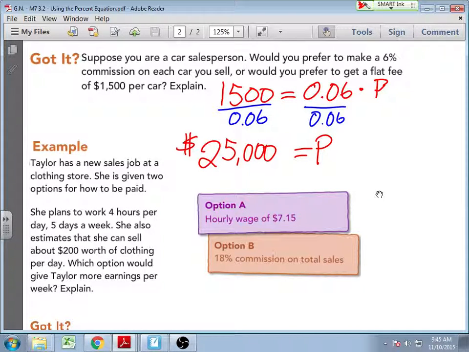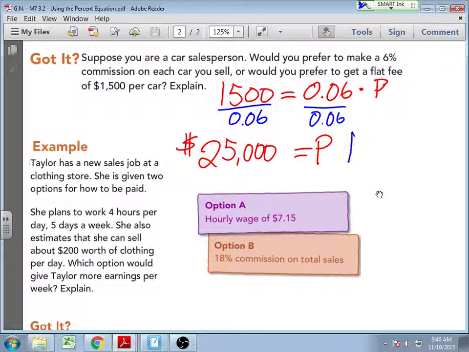I want to get a good price. Yeah, 6%. I'll say 6%. You have made a bad deal. Because if you sold cars cheaper than this, your commission would be less than $1,500. You'd rather take the flat rate.